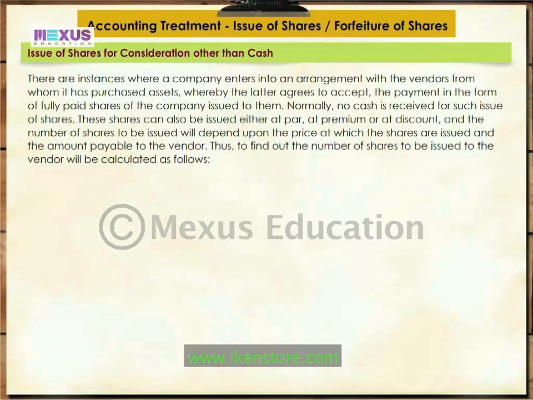And the number of shares to be issued will depend upon the price at which the shares are issued and the amount payable to the vendor. Thus, the number of shares to be issued to the vendor will be calculated as follows. Number of shares to be issued is equal to amount payable divided by issue price.